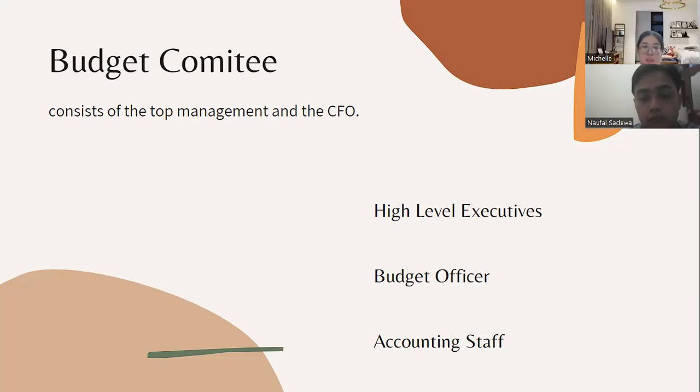And the next one is the budget officer, normally an accountant, who coordinates the individual budgets into a budget for the whole firm so that the individual budgets can give impact to the firm as a whole. And the last one is accounting staff to assist the managers in the preparation of the budget. An example is giving advice or instructions about the budget.